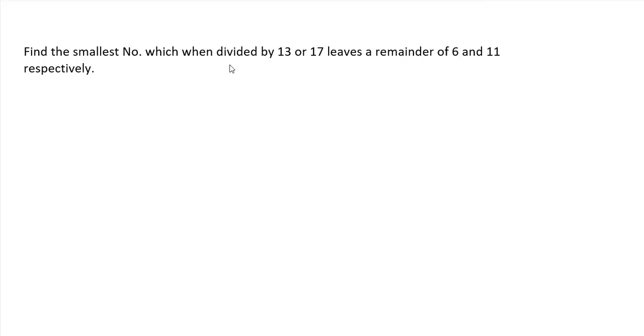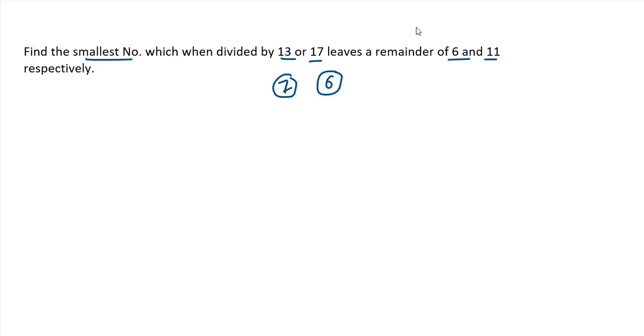In this problem, the divisors are again the same, 13 and 17. We again need to find the smallest number, and here the remainders are 6 and 11. Again, the remainders are different, and if you take the difference between the divisor and the remainder, 13 minus 6 will give you 7, 17 minus 11 will give you 6. So again, the differences between the divisor and remainder are also different.